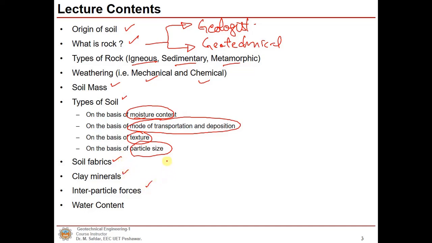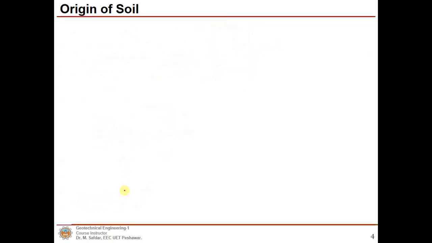We will also understand and discuss the interparticle forces, that is, what gives the strength to the soil particles, whether it's weight or interparticle forces, cohesive forces, or the weight of the particle. At the end of today's lecture, we will discuss the water content and how we can determine the water content in a particular soil sample.